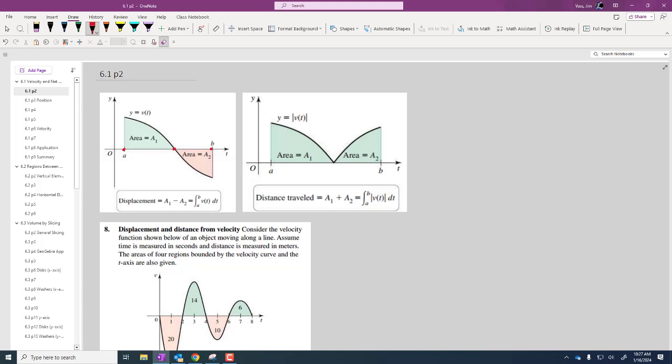If we take the absolute value of velocity, the absolute value of velocity is speed.